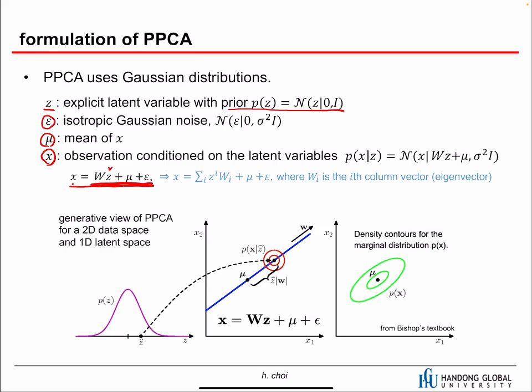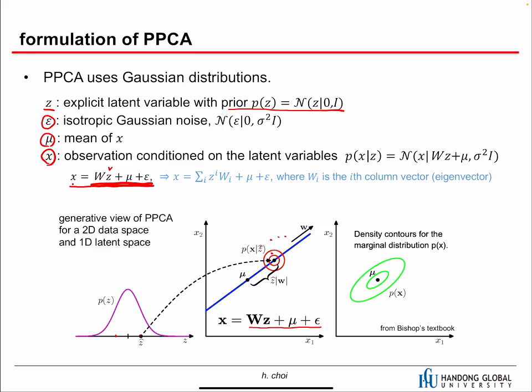So we want to find Z. In this formulation again, Z is given, then we can generate X. But in practice, X is given, so we want to find W, Z, mu, epsilon, everything. So in the generative view, Z is a random variable and Z is given here. Then, based on this equation, we can generate one x here, somewhere around here.